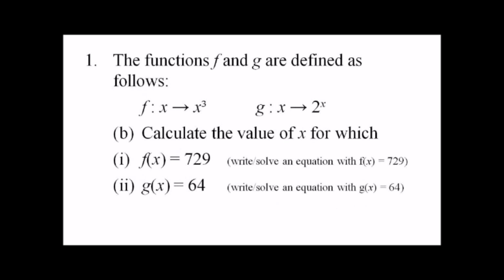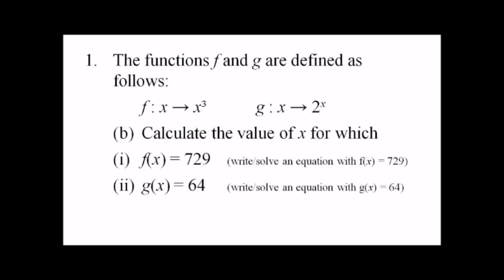Let's move on to b. Dealing with the same functions, f of x is x cubed, and g of x is 2 to the power of x. Calculate the value of x for which 1, f of x is equal to 729 and 2, g of x is equal to 64. Again, I'm going to help you.